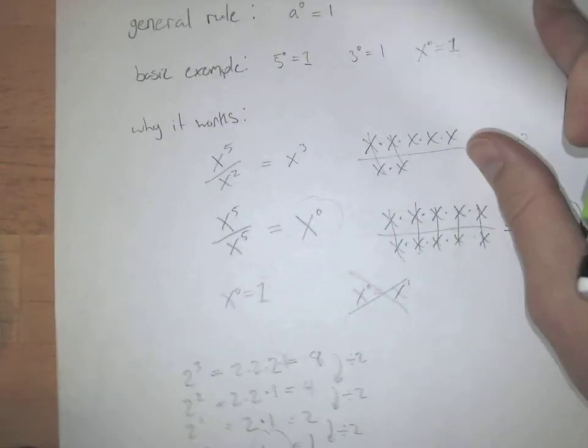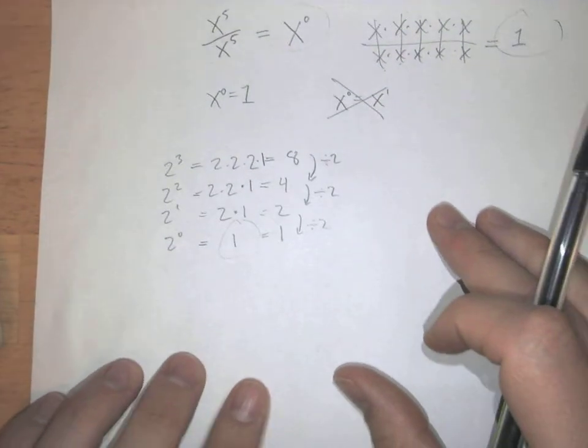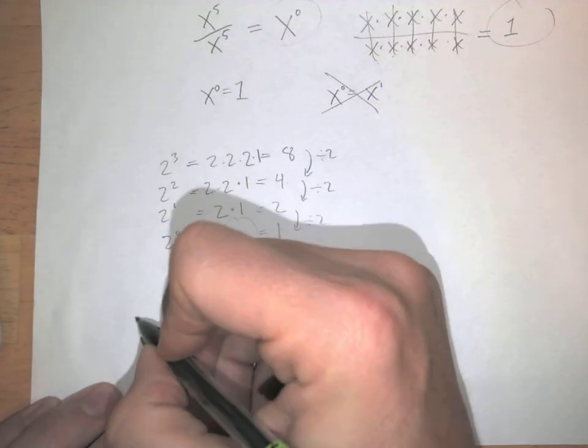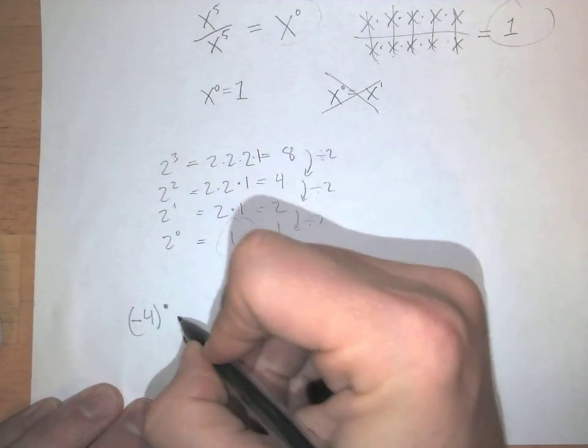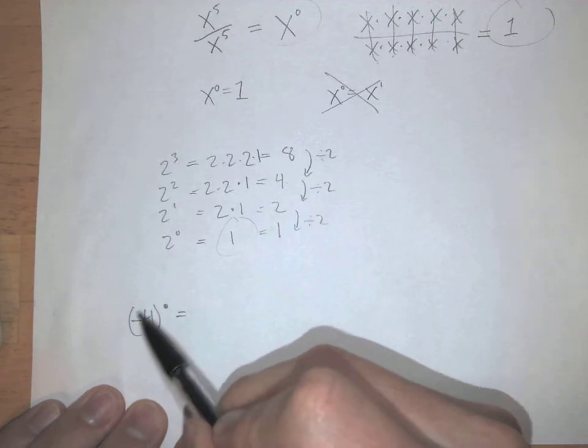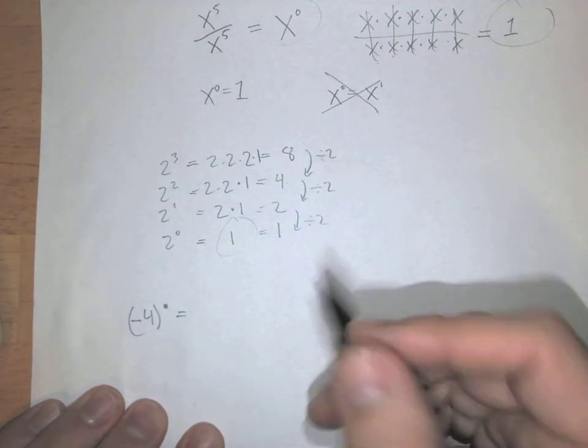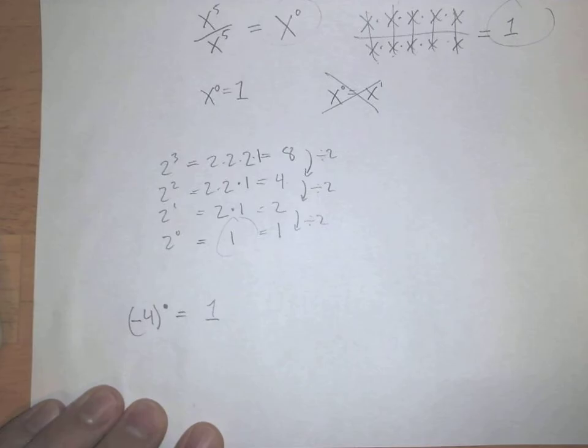Okay? Okay, let me give you a couple more examples that can be a little bit tricky. Okay, so let's do this. (-4) to the 0 power. Okay? Notice that this whole thing is being taken to the 0 power, so this guy is 1.